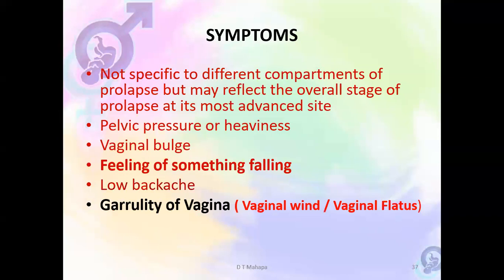One of the things that really embarrass a woman who has pelvic floor damage, more especially urogenital diaphragm damage and perineal damage, is garrulity of the vagina, or vaginal wind, or vaginal flatus. When a woman stands up, she shifts from one side to another, or she runs, there's a sound that comes out of the vaginal opening, which looks like flatus.